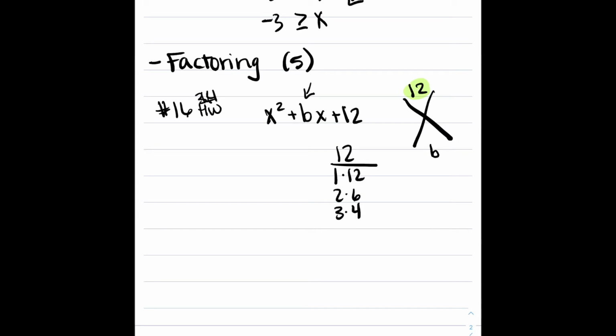I have 1 and 12, 2 and 6, 3 and 4, but I need all the numbers that give me positive 12. So I also have negative 1, negative 12, negative 2, negative 6, negative 3, negative 4. Okay, so I've got all my factors of 12, but what I want to know is what number do they add up to? Well, 1 and 12 is 13, 2 and 6 is 8, 3 and 4 is 7.